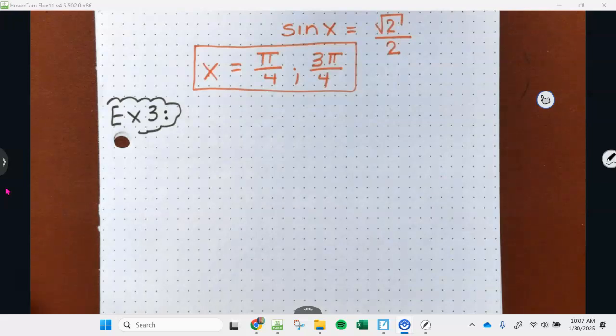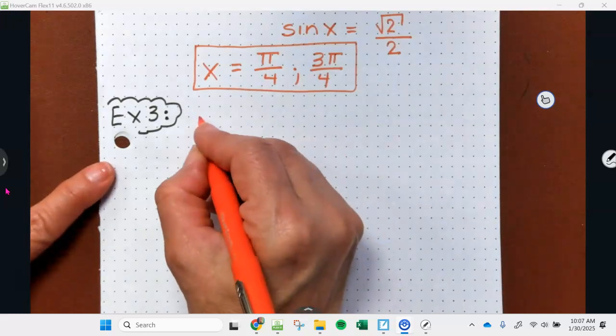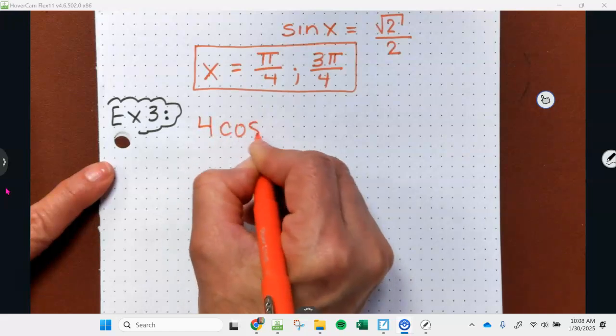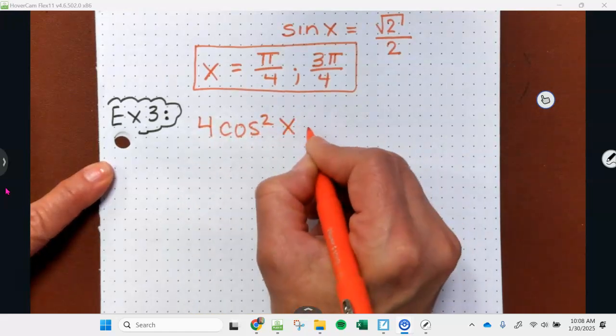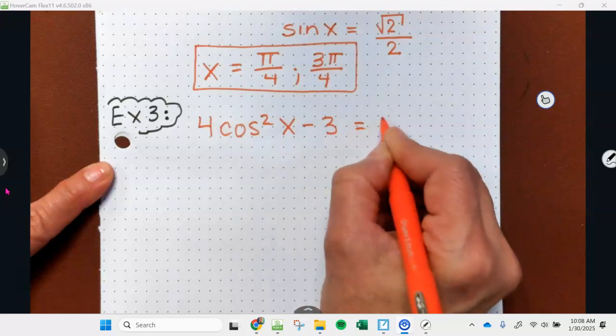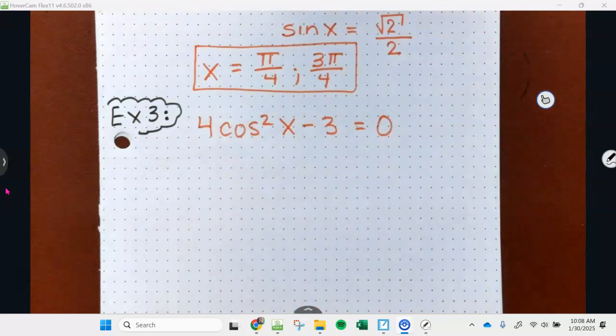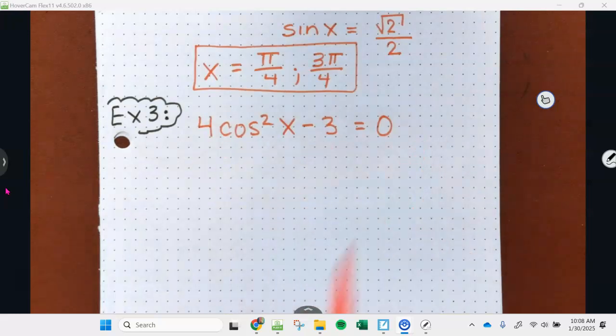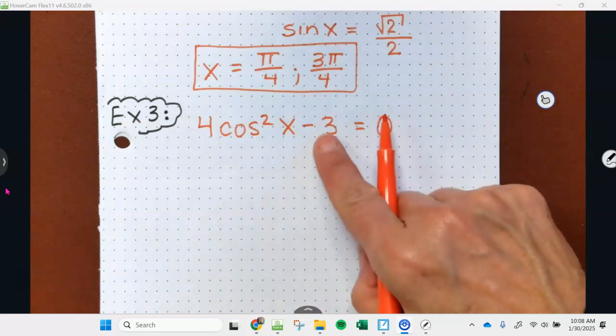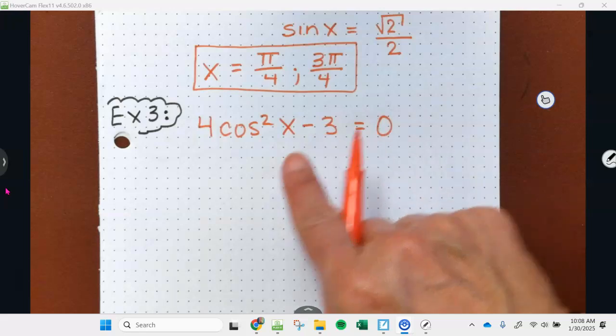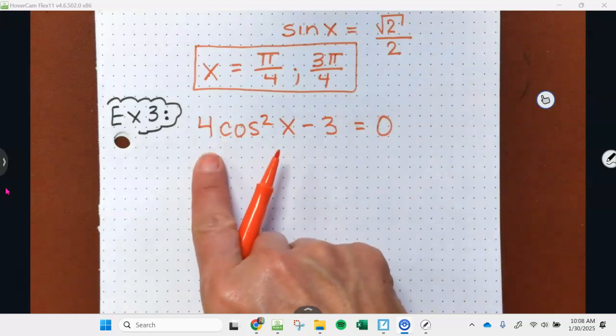All right, example 3. Please write down 4 cosine squared x minus 3 equals 0. Okay, so this time we have a squared value. We're going to solve this like we would solve this. So we're not going to try to factor when there's just one term. We're going to move the 3 over. We're going to divide by 4.